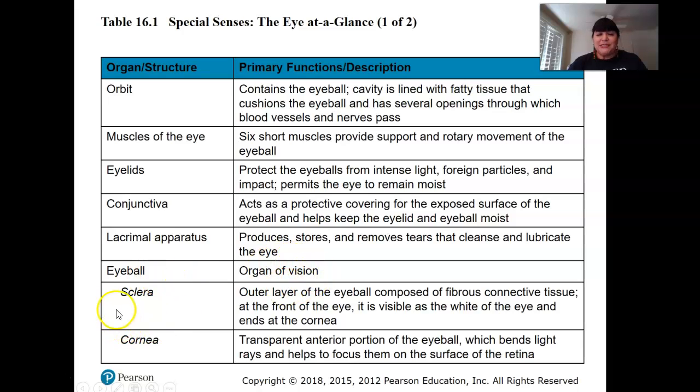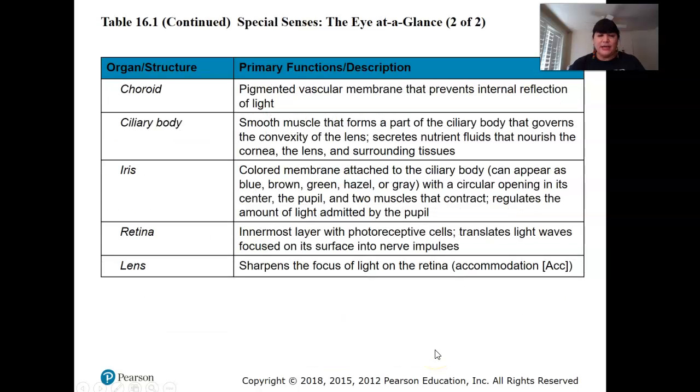Eyeball, organ of vision. Sclera, again, that's the white part. It's kind of fibrous tissue. Cornea, right, that's in the front. Transparent anterior portion of the eyeball, which bends the light rays. Choroid, pigmented and vascular. When we say vascular, we're always talking about blood. So there's blood there. Ciliary body, smooth muscle.